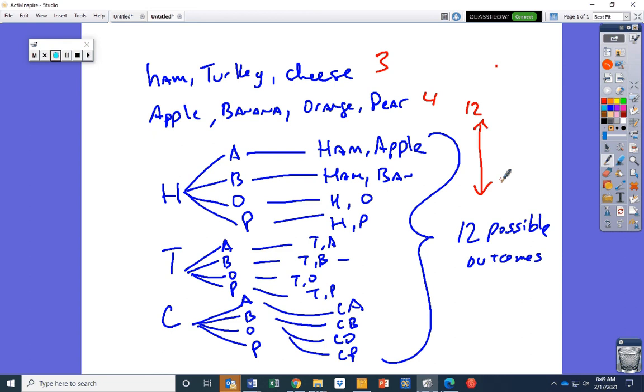Now, sometimes it's not practical to make an outcome tree, and it's better to use the fundamental counting principle. For example, can I erase this? Does everybody have this? All right. Let's say that I wanted you to find, on your combination locks that you have on your lockers, how many numbers are there?